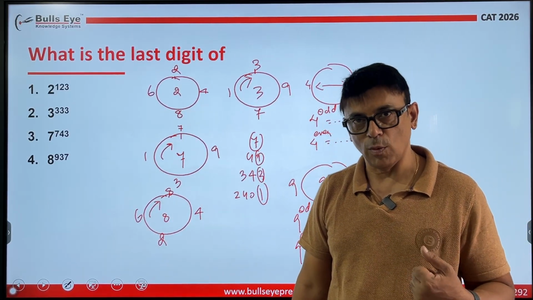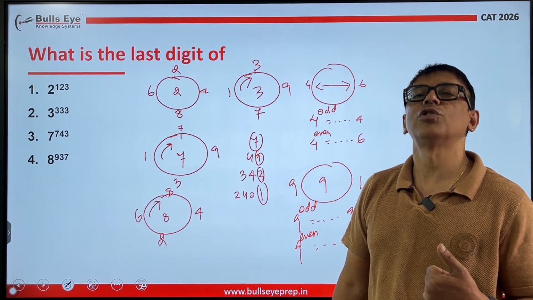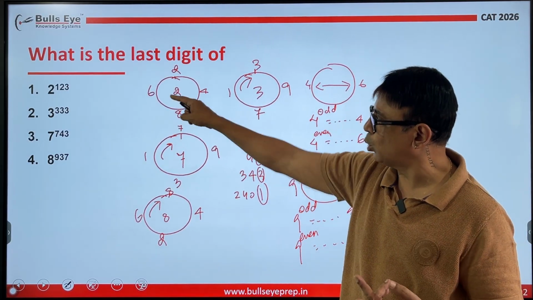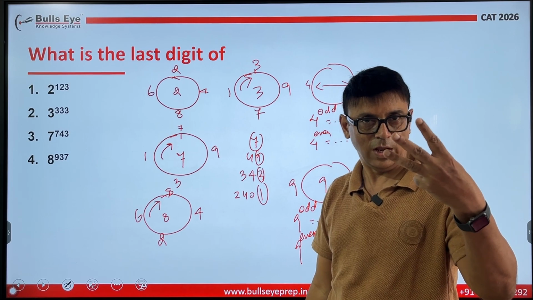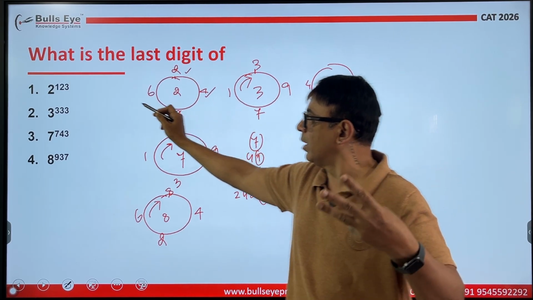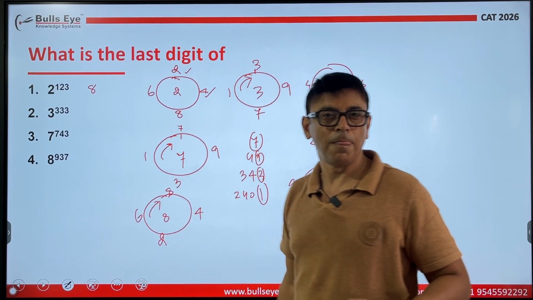123 divided by 4. The divisibility test of 4 says if you have to divide any number by 4, only divide the last 2 digits. So 23 divided by 4, the remainder is 3. So I have to move only 3 digits, 1, 2 and 3. So the answer is 8.